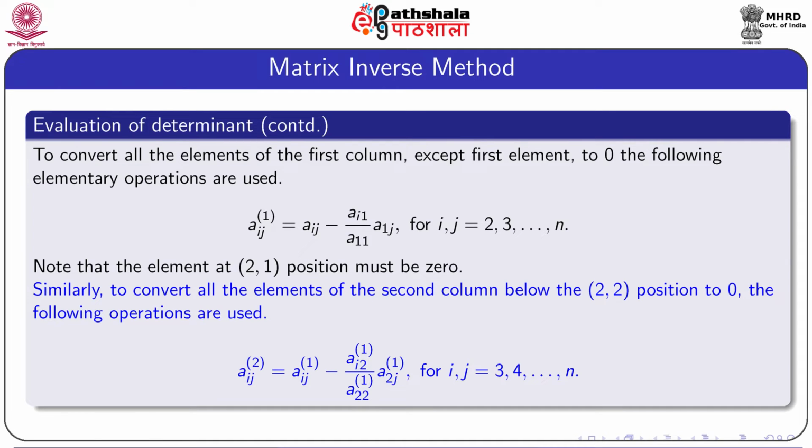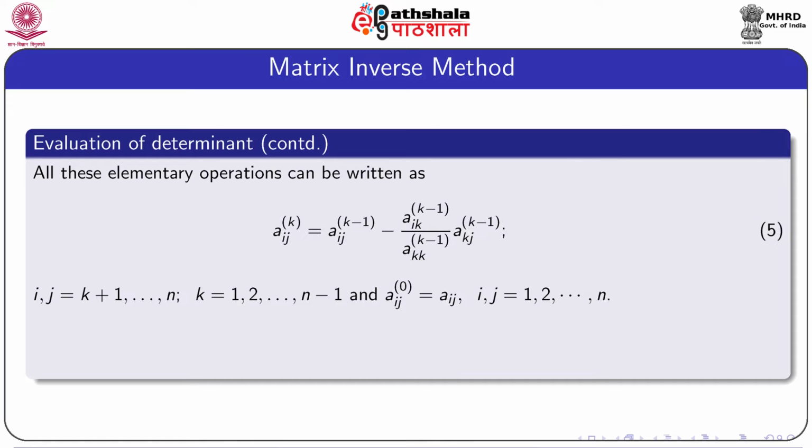Similarly, to convert all the elements of the second column below the (2,2) position to 0, the following elementary row operations are used. That means a_ij^(2) = a_ij^(1) - (a_i2^(1) × a_2j^(1)) / a_22^(1), and in this case the values of i and j are 3, 4 up to n.